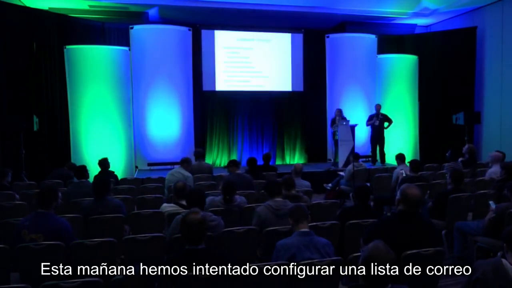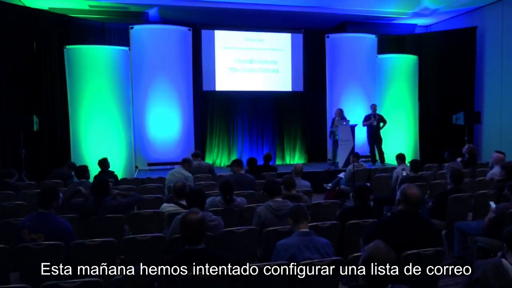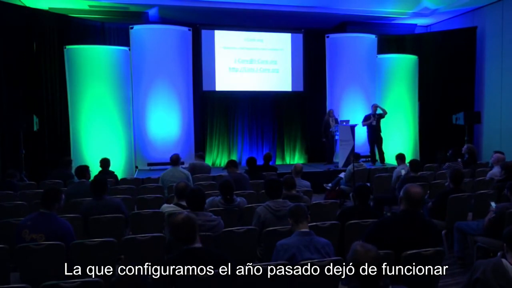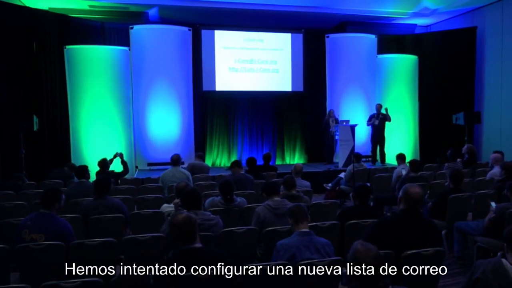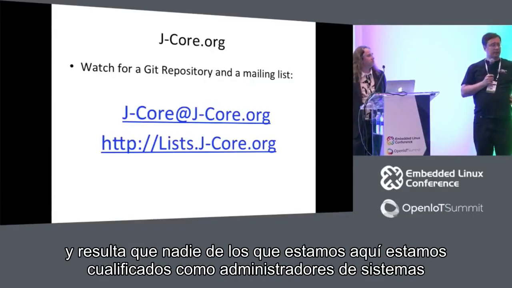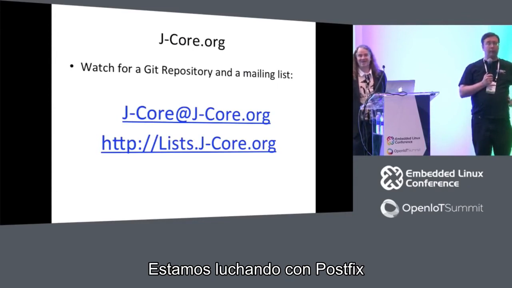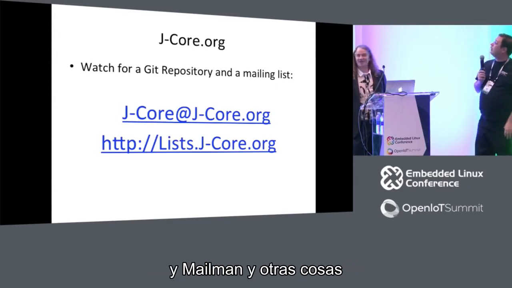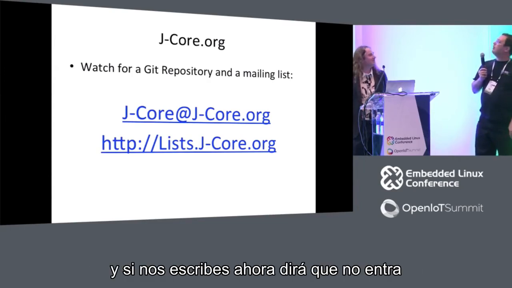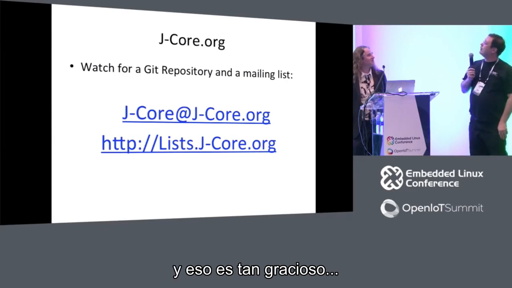There, we tried to set up a mailing list this morning. The old mailing list that we set up last year went down. We tried to set up a new mailing list, and it turns out nobody that we have with us is a qualified system administrator. So we're fighting with Postfix and Mailman and a few other things. That's where we wanted the mailing list to be, and if you email to it right now, it will say that there's a circular route, and that's so much fun.